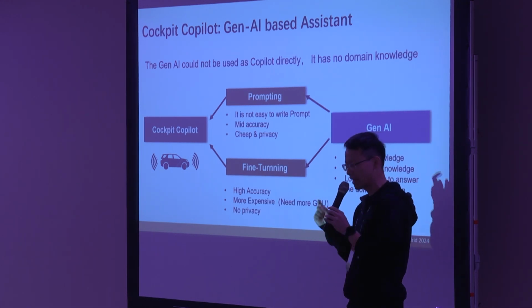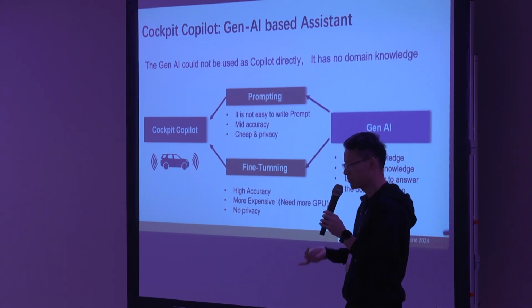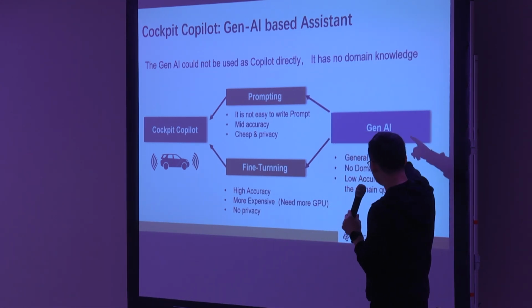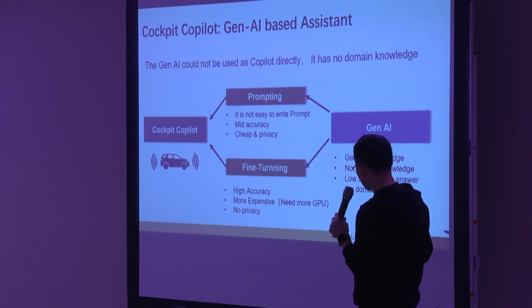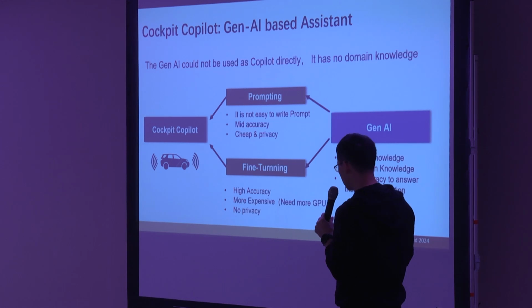For example, you ask your car, do you know BMW? Do you know BMW M5? M5 features. Maybe the general AI will not answer it because it doesn't know the latest version of the BMW. It will answer that you should check the data set and the website.